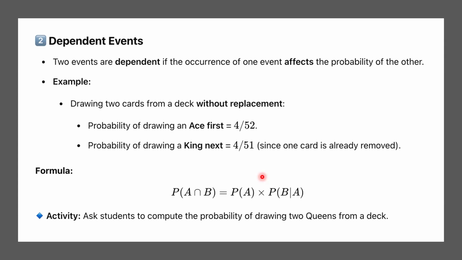Vinay, Prashant, Rohini, Ashish, would anyone like to answer? Do we need to give the first queen and second queen separately or together? Obviously separately, because there are two events happening. So it will first be 4 by 52 and 3 by 51. Correct. So what will be the final answer of drawing two queens from a deck? It'll be 4 by 52 times 3 by 51, because we have already drawn one.